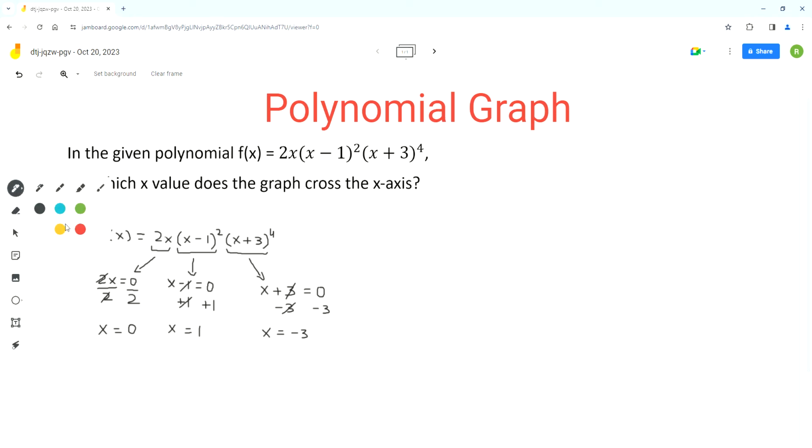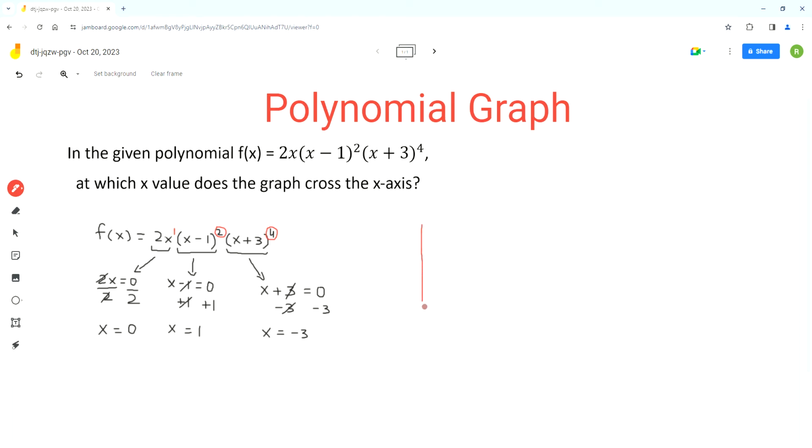So on the first one, in the 2x, the exponent on x is 1. It's an invisible one. We don't write 1 as an exponent. Now in the second factor, the exponent is 2. And in the third one, the exponent is 4. So the first exponent is an odd number, the other two are even numbers. Now when the exponent on a factor is an even number, that means the graph touches the x-axis at that point, but then goes back.